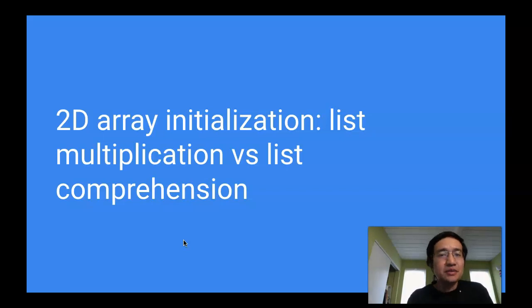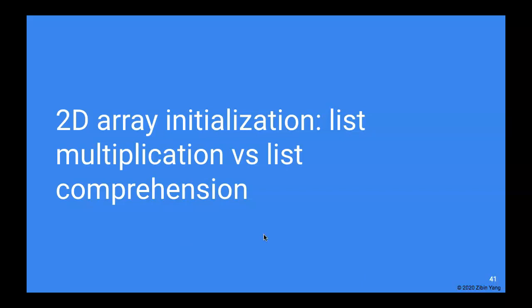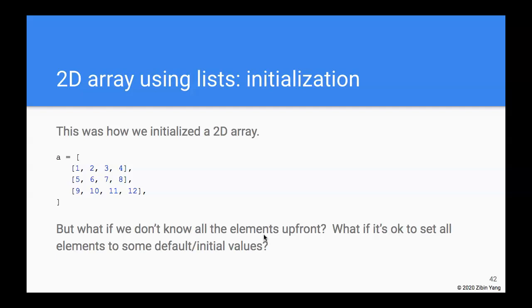Hi, in this video we are going to talk about the difference between list multiplication and list comprehension in the context of another way to initialize a 2D array. We have all seen how to initialize a 2D array if we know all the elements in the array up front. In this case, we can specify all of them when we instantiate the 2D array.